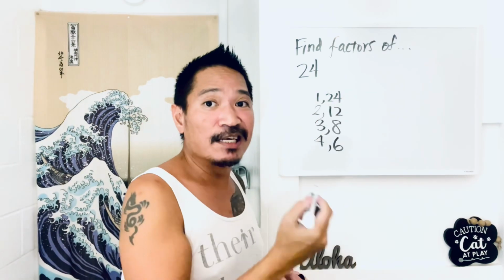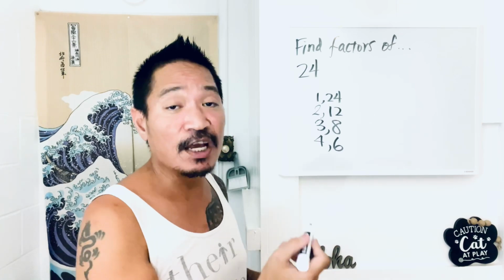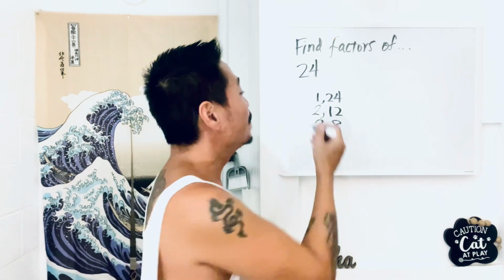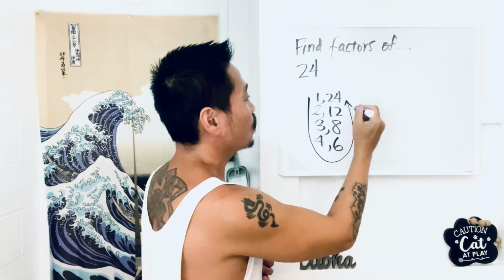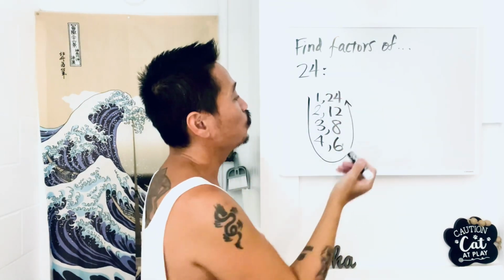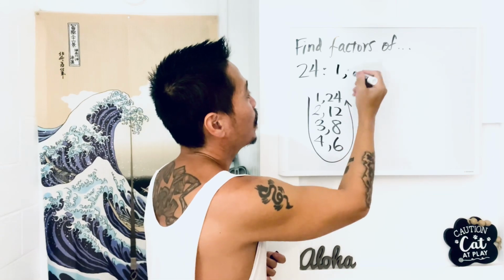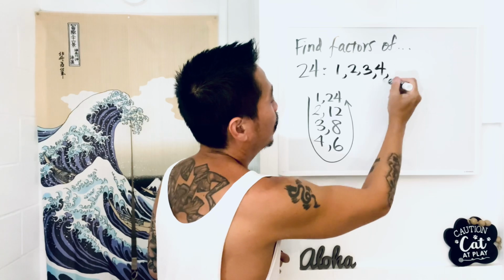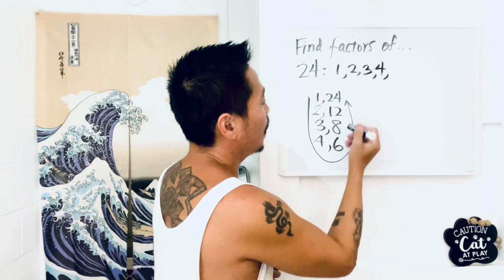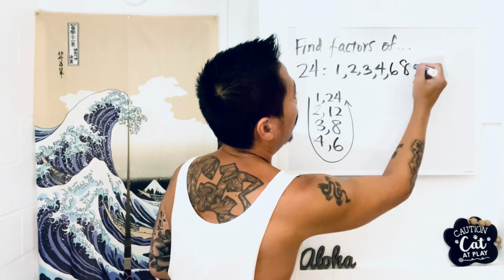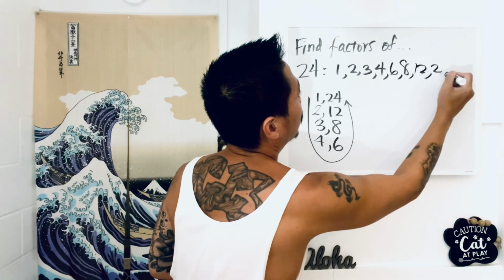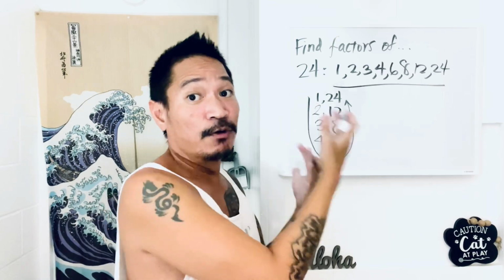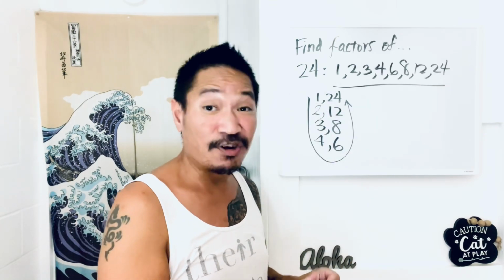So now, since they usually want us to list factors in numeric order, I use what I call the racetrack method. Start with 1, go right around the racetrack, and I just list them out. So let's do that. It starts with 1, I've got a 2, 3, 4, 6, then I just keep going up, 8, 12, 24, and those are my factors of 24.